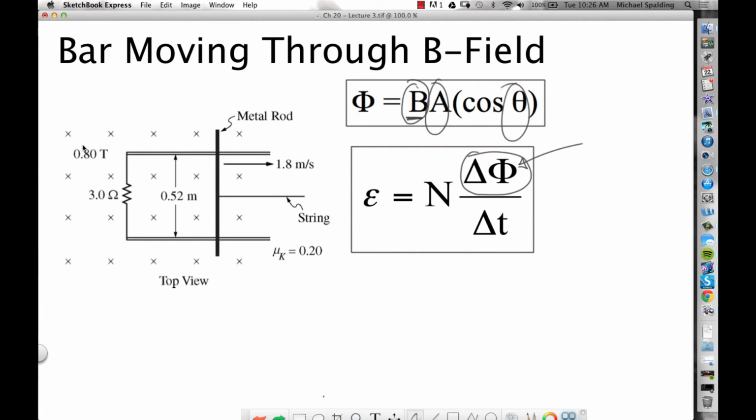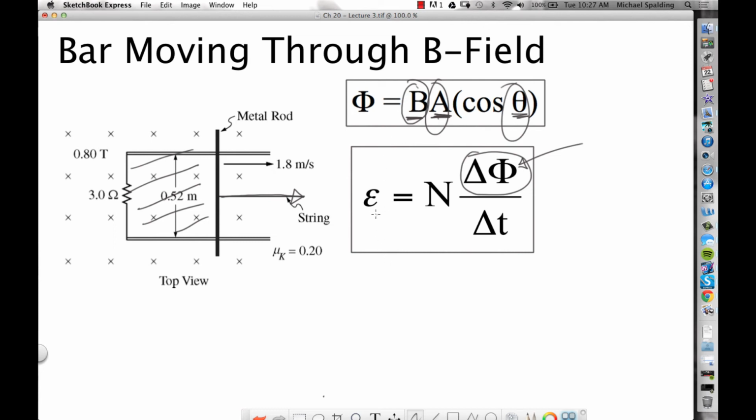All right? How could the area change? Well, in fact, that's what's happening right here. If you look at this situation, as this metal rod moves to the right, what's happening to the area of that loop? It's getting bigger. And that's exactly what's going on in this particular situation. But then theta, you could also change the magnetic flux by turning the loop through the field.